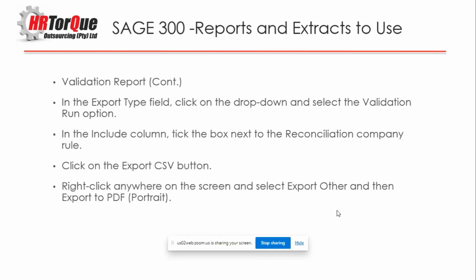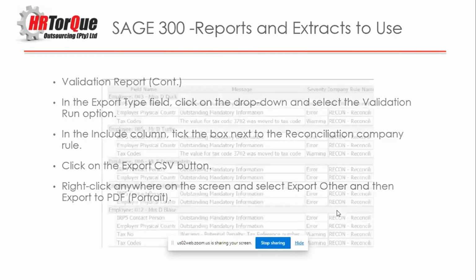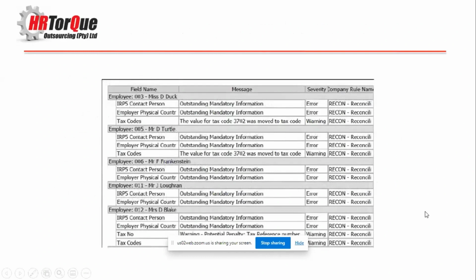So in the include column, you would tick the box next to the reconciliation company rule. You would click on the export CSV button, and then you will right click anywhere on the body of the screen to be able to export it into PDF. And this is the report that you will get out. It's going to show you personal information, company information, and then even tax codes where there may be errors.